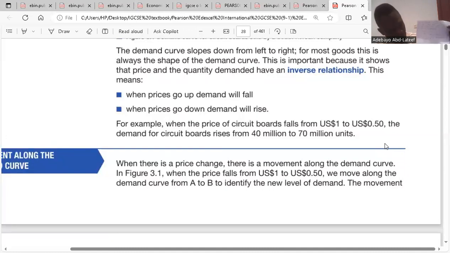When you look at the price, when the price falls from 20 to 10, the quantity demanded expanded. But when the price increases from 20 to 30, the quantity demanded contracted. I think it's clear. So that is what we call expansion and contraction. So we go to the activity now.